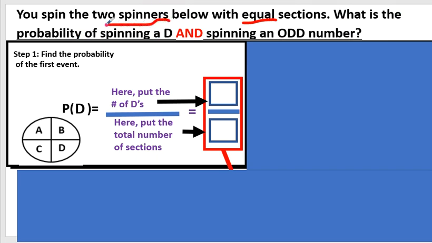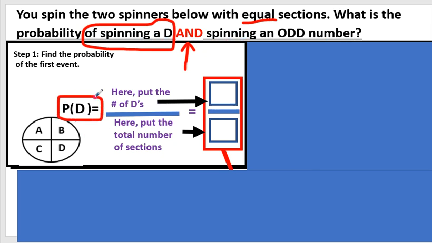So what we're going to do is break this up into two separate problems. We're first going to find the probability of spinning a D. For step 2, we're going to find the probability of spinning an odd number. And for step 3, since it says and, we're going to multiply our two answers from step 1 and step 2. So here, we are going to start with finding the probability of the first event.